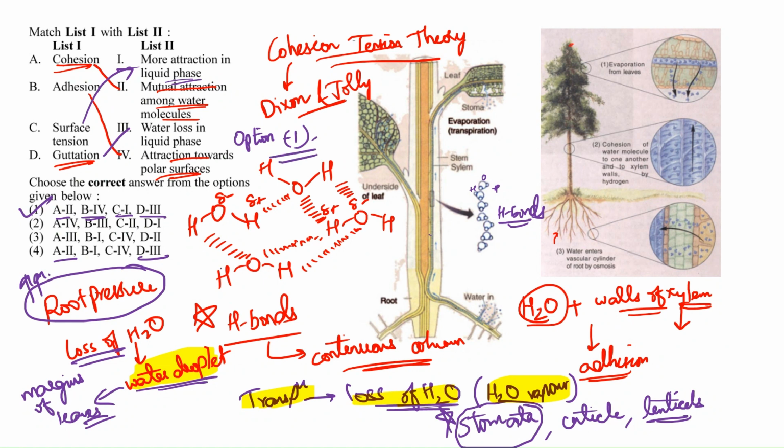It's very important that you remember transpiration is loss of water in the form of water vapor, but in guttation the loss of water occurs as water droplets from the margins of the leaves. I hope you understood the answer for this question.